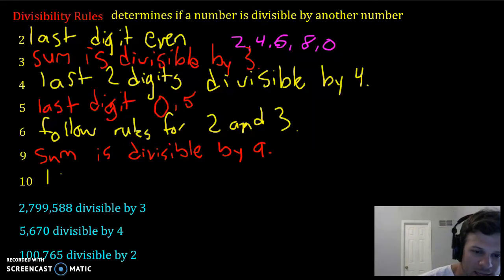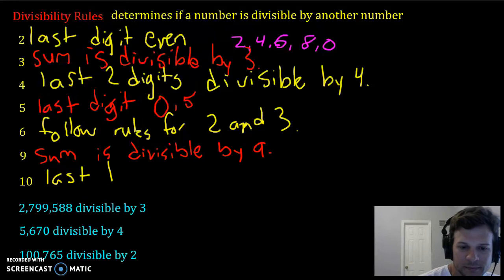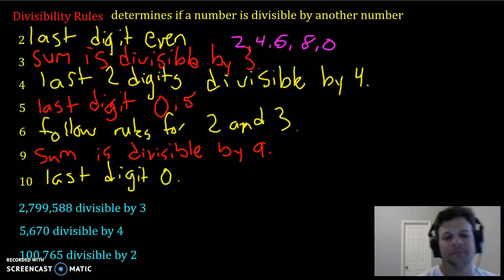For number 10, the last digit is 0. Okay, anything that ends in 0 is always divisible by 10. Extra zeros include the extra zeros of the divisible numbers. So if you have a number ending in 2 zeros, you can divide it by 100 since it ends in 2 zeros. So let's check and see with these 3 very large and random numbers if they're divisible by these.